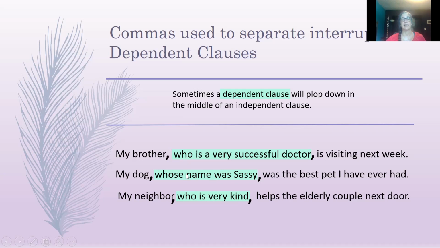My brother is visiting next week, who is a very successful doctor. My dog was the best pet I have ever had, whose name was Sassy. My neighbor helps the elderly couple next door, who is very kind. And you can't put them in front of the sentence. They have to come immediately after the noun they are describing, which means you have to split that independent clause in two so that you can put that adjective clause right after the noun it's describing. So we tend to think of adjectives as single words, right? When we looked at our earlier slides, the adjectives were single words, but adjectives can also be a clause.